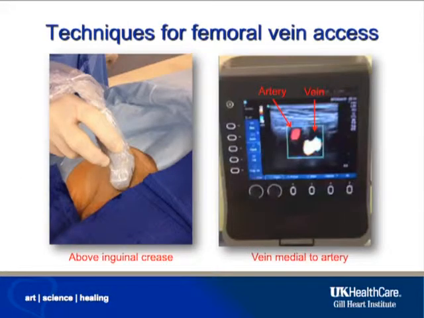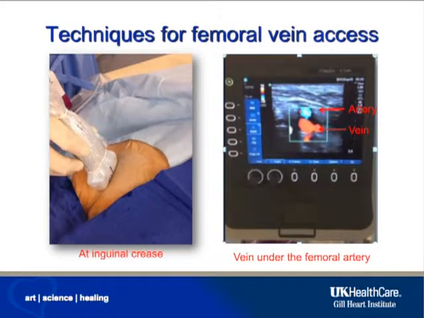Here we see the ultrasound probe is above the inguinal crease at the level of the inguinal ligament, and the ultrasound image on the right shows the ultrasound finding that the vein lies medial to the artery in that position. Here we can see the ultrasound transducer at the level of the inguinal crease, which is below the level of the inguinal ligament, and we can see from the ultrasound image that the vein lies under the femoral artery.